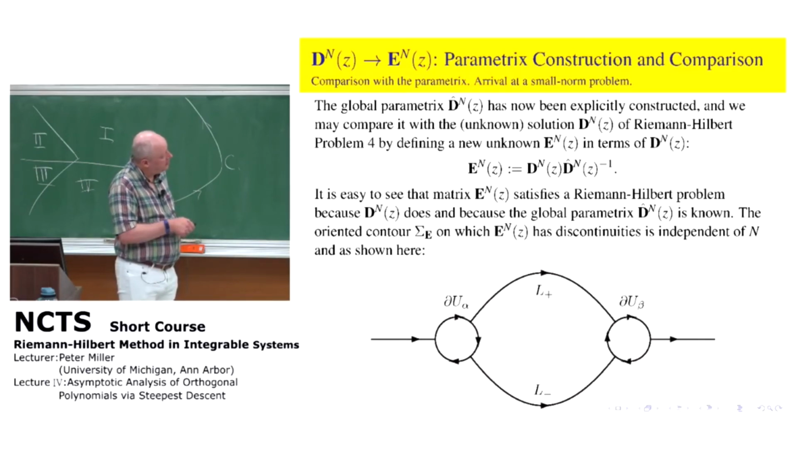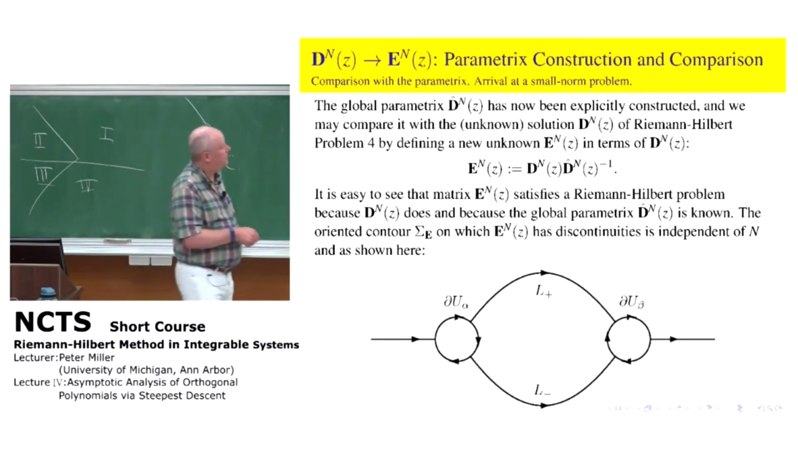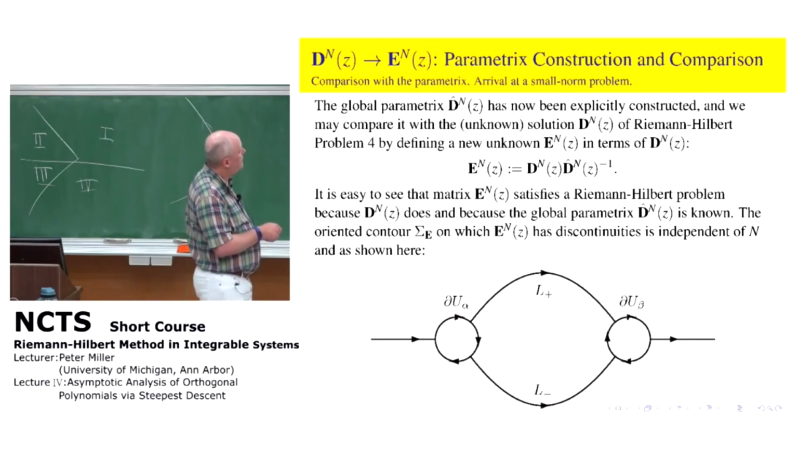The things that are missing are all of these arcs, 1, 2, 3, 4 arcs on the inside of the circles. That's because we solved the problem exactly there. Also the jump is missing on the interval alpha beta in between these two lenses, and that's because the outer parametrics has completely solved that jump condition exactly. Everywhere that D hat n has exactly the same jump conditions that Dn solves, there are no arcs in the picture. Okay? So this is the jump contour for En of Z now.